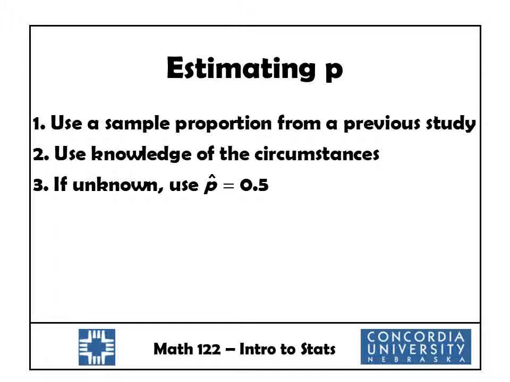Now one thing to use this formula is that we need an estimate of p. And we can get that estimate from at least 3 different sources. Number one, we can use a sample proportion from a previous study. Maybe we've already got a small sample that gave us an estimate. We can use that estimate as a starting point for the formula. Number two, we can use knowledge of the circumstances. Or number three, if unknown, just use p hat equals 0.5. Why 0.5? Well, because that's halfway between 0 and 1.